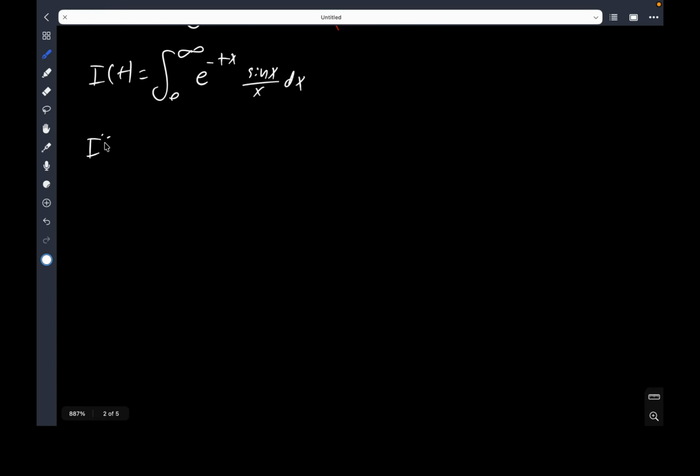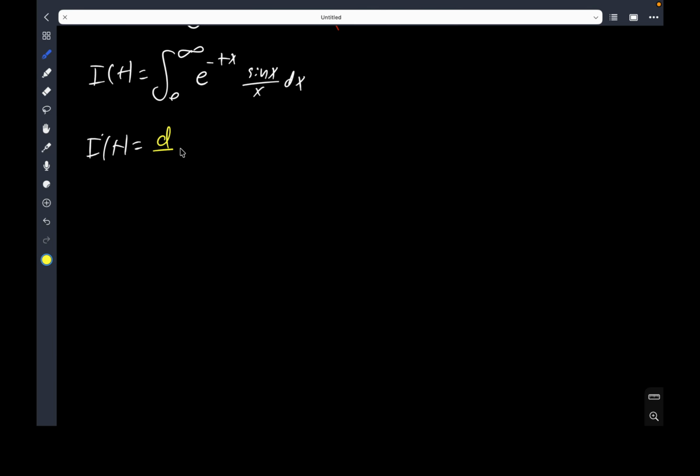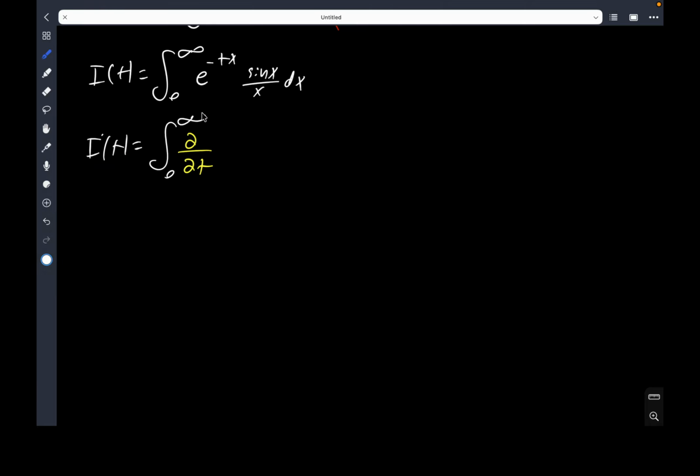So I'm going to do that. I'm going to say I prime of t equals d/dt, sorry, partial t of the integral from 0 to infinity of e to the negative tx sine x over x dx.